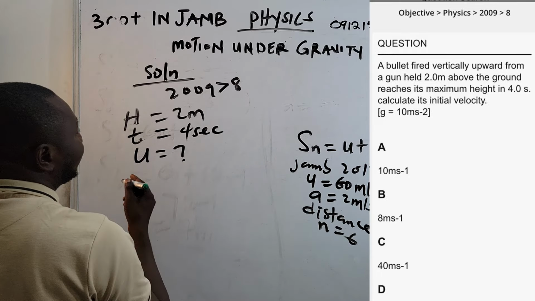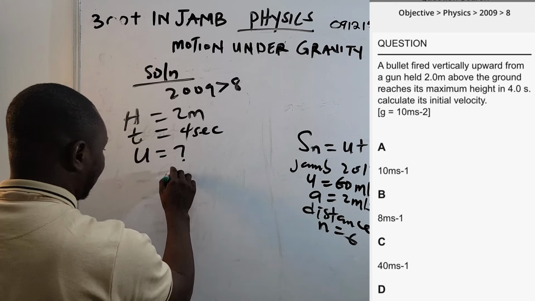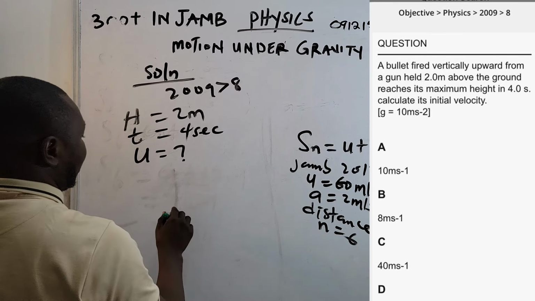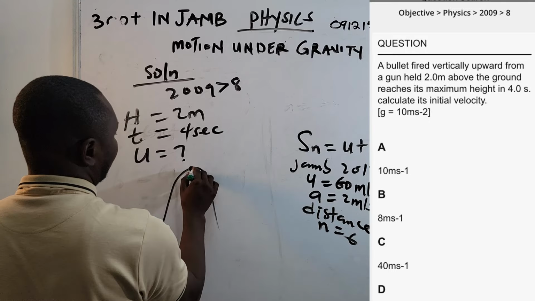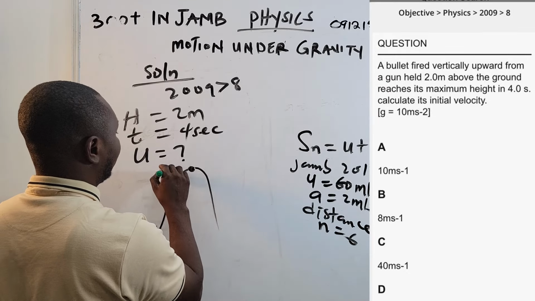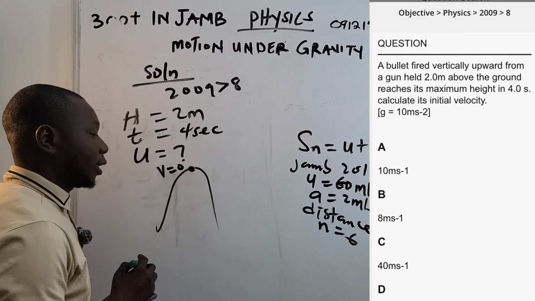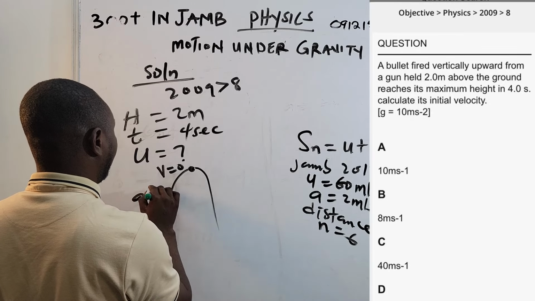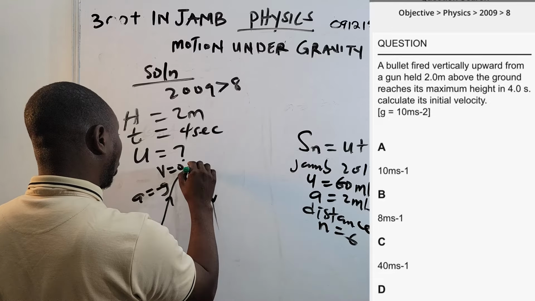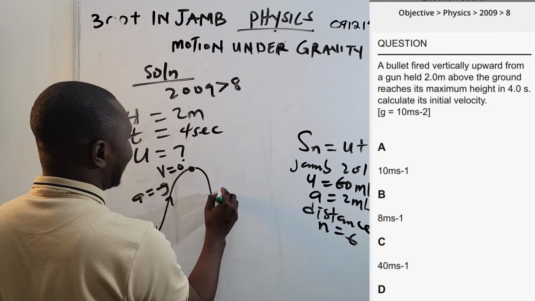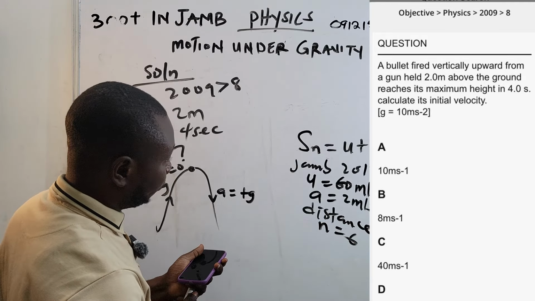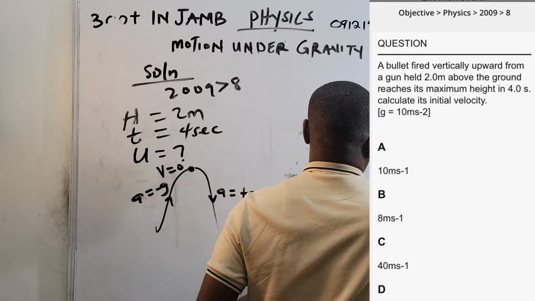So definitely, if I draw this, I have something like this. When the bullet gets to this maximum height, the final velocity is 0. So here a is minus g. Here it's coming down. If the bullet attains the maximum height and falls down, a becomes plus g. Let me clean this.